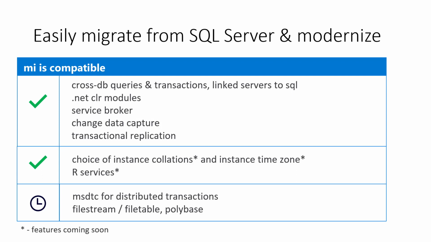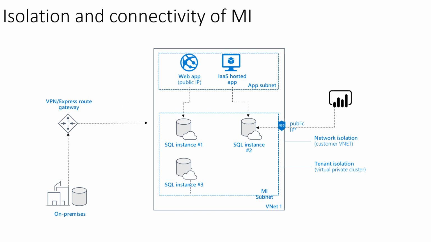You can use linked servers with SQL. So your on-premise SQL Server can link to your Azure SQL Database Managed Instance, and you can query back and forth. Like I said, you can use the CLR, you can use Service Broker, change data capture, transactional replication. All of these features are not available in Azure SQL Database, the sole PAAS product, and only in Managed Instance. You also have R services and distributed transactions. You have access to file stream and file table and Polybase.